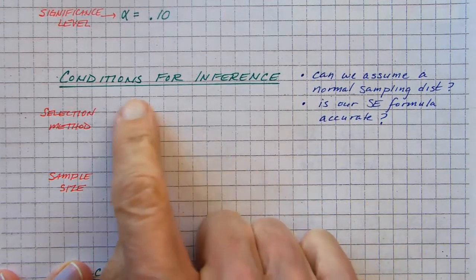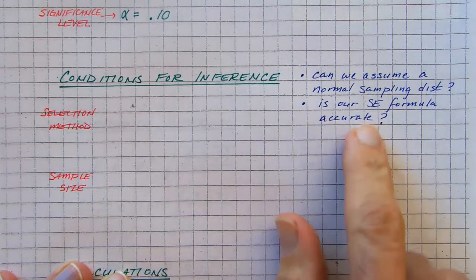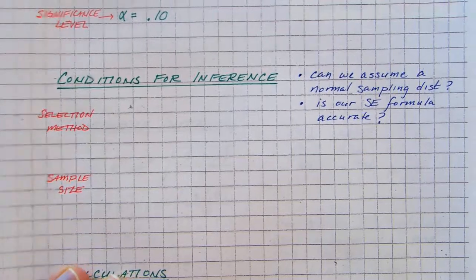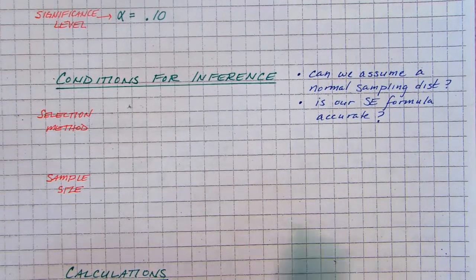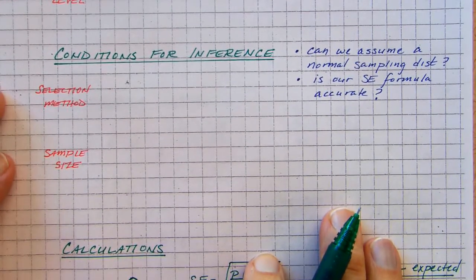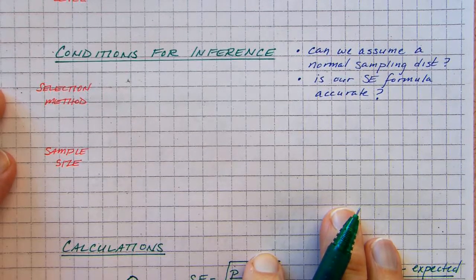And so there are 3 conditions that, if they're all satisfied, will allow us to assume these 2 very important pieces of the inference. So let's get into them. So the selection method, okay? We want to make sure that our sample was randomly chosen from a binomial population.